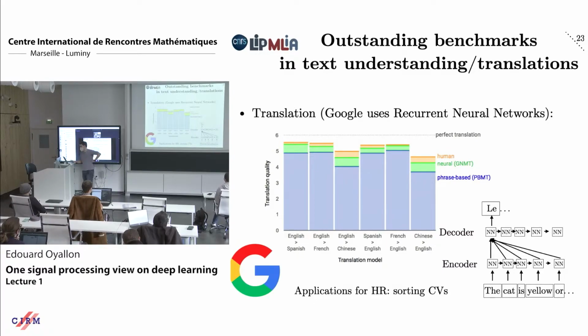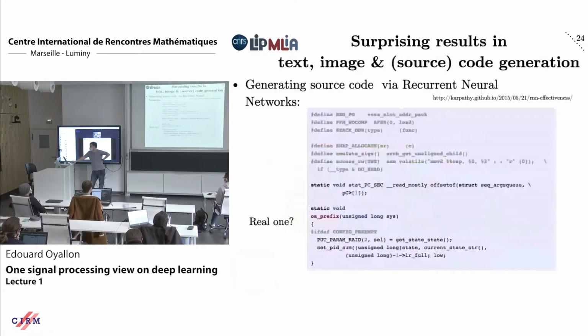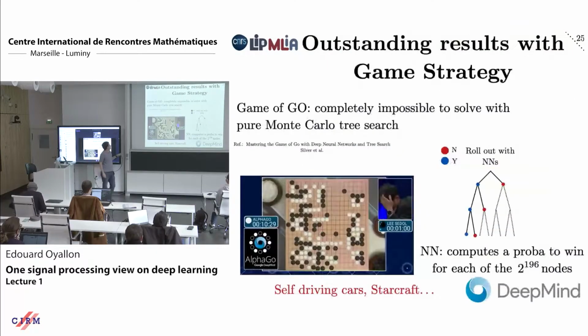So I guess you can imagine the applications. For generating source code, so I don't know much C++, but at the first glance, it really looks like some C++, and I think even developers will be affected by artificial intelligence, pardon. There are also those results with the game of Go.